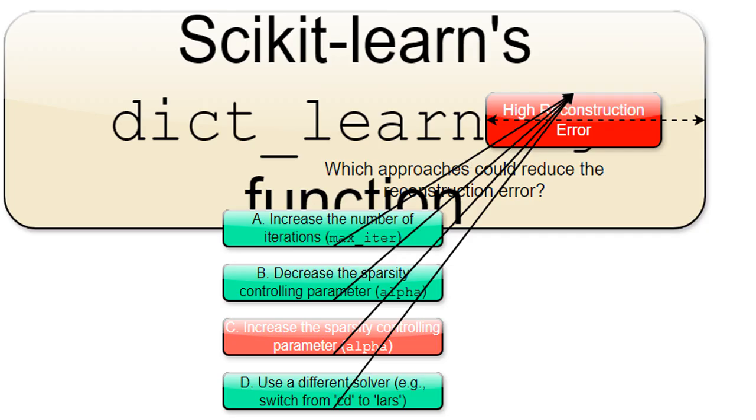We're using a specific function within the Scikit-learn library called DictionaryLearning. This function is designed to find a good dictionary of features that can represent the data efficiently. It's like finding a set of building blocks that can be used to recreate any image in the dataset. The challenge is that the current building blocks aren't very good at reconstructing the original images.